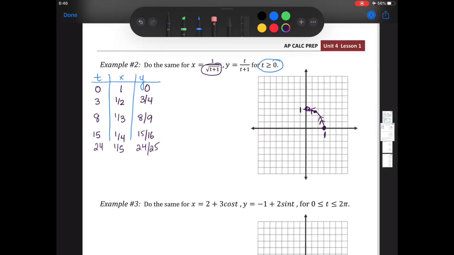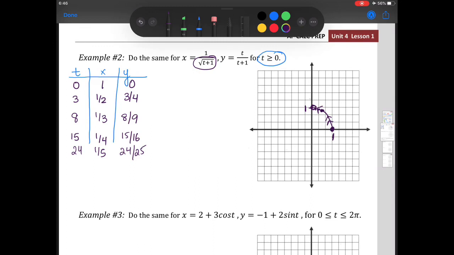Okay, so now let's eliminate the parameter. So I am going to take one of these equations. I'm going to take the first one, square both sides. I get x squared equals 1 over t plus 1. Let's cross multiply. So I get t plus 1 equals 1 over x squared, right? And now I want to subtract 1, so I get t equals 1 over x squared minus 1. So I got that t here.